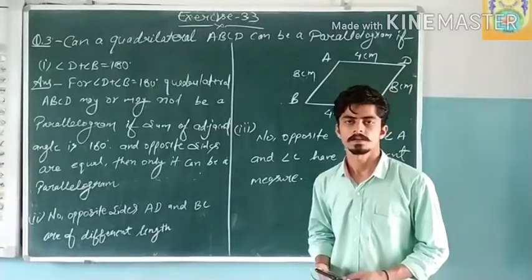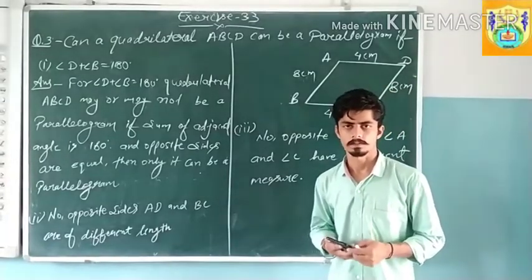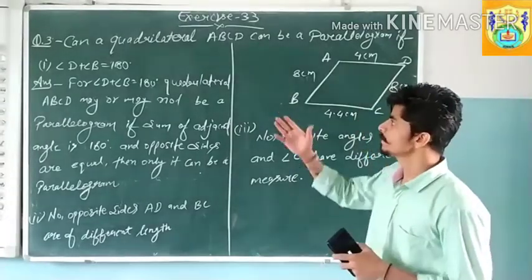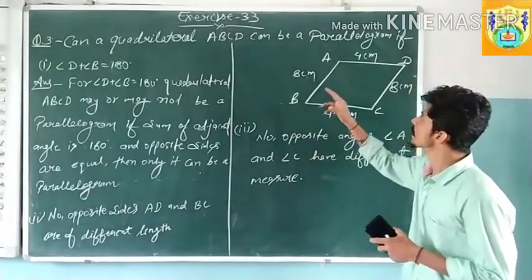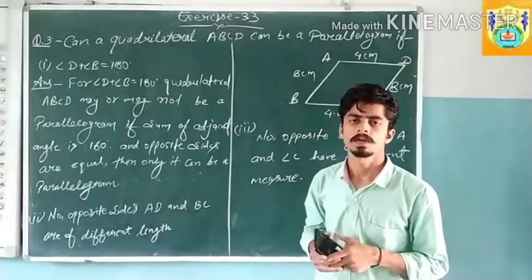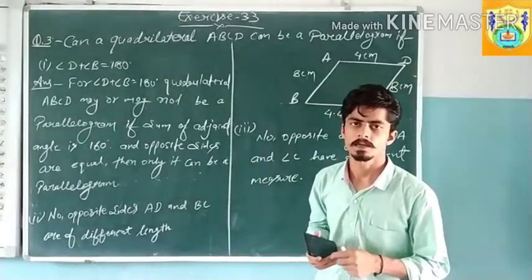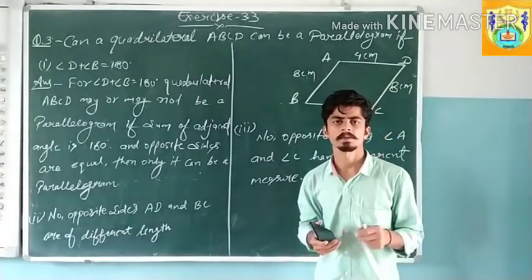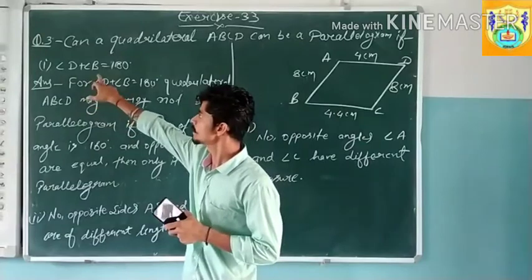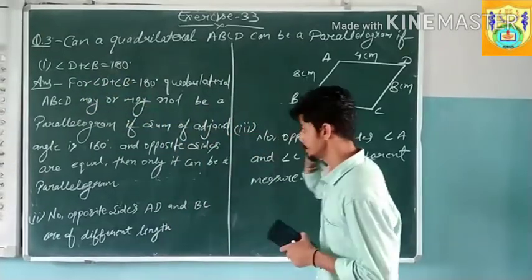We are going to start the further question of 3.3. Question number 3 asks: can a quadrilateral ABCD be a parallelogram if there is some condition? We have to tell by this condition if a quadrilateral can be a parallelogram or not. The first condition is angle D plus angle B is equal to 180 degrees.